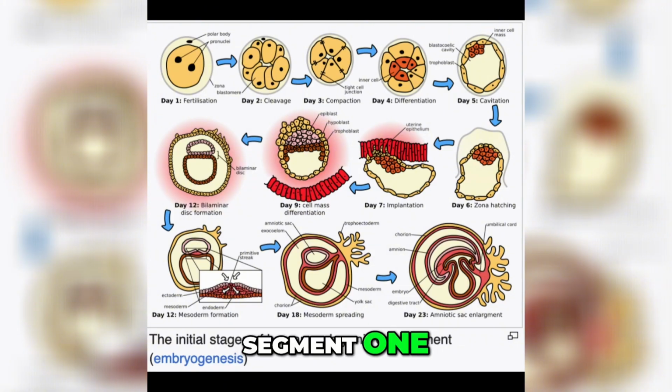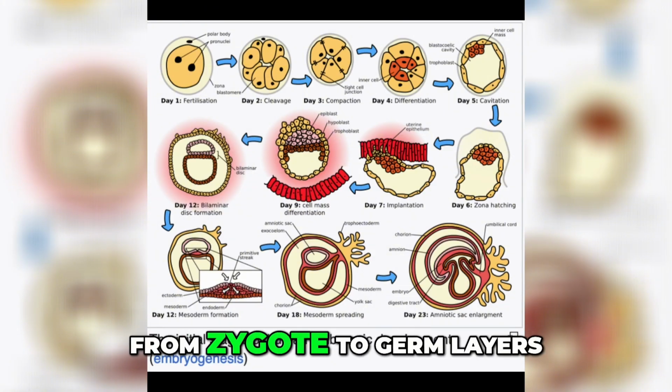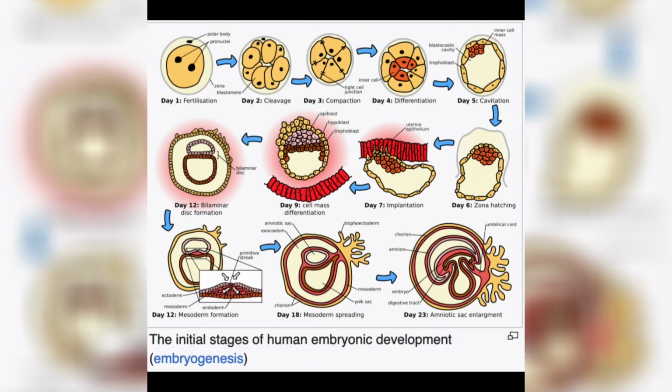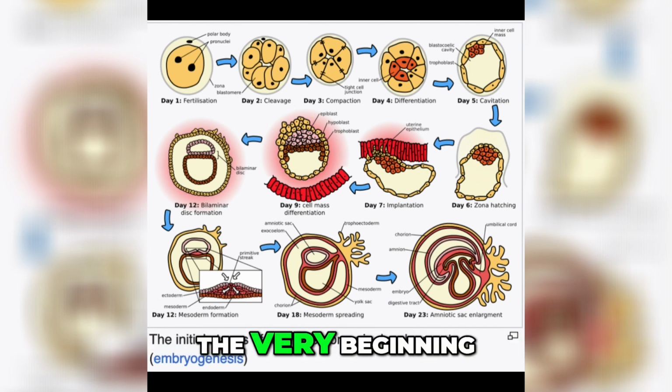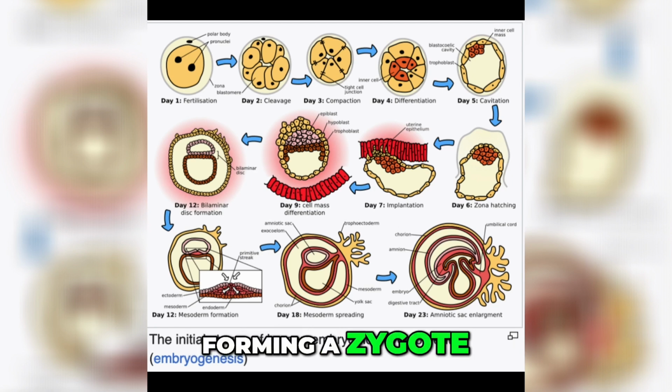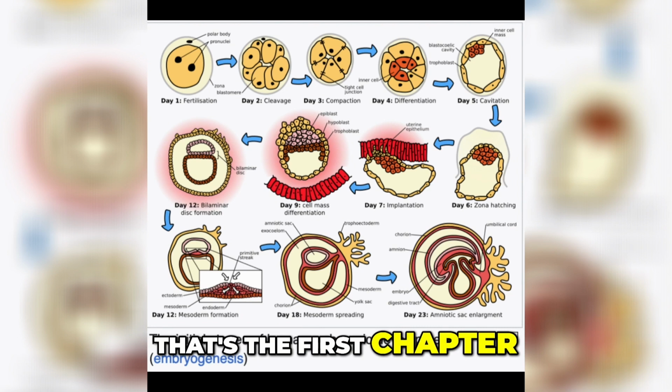Segment 1: The early stages, from zygote to germ layers. Alright, let's get started with the very beginning. Fertilization. It all begins when a sperm fuses with an egg, forming a zygote. That's the first chapter of life.